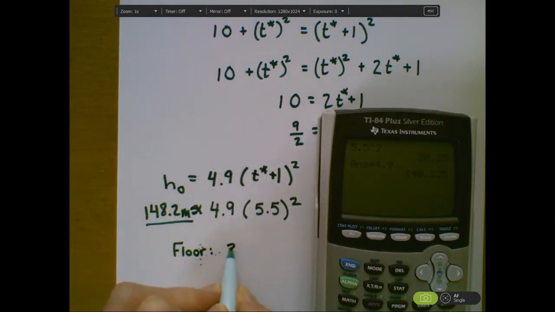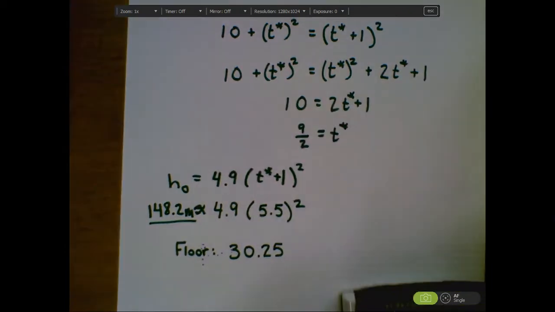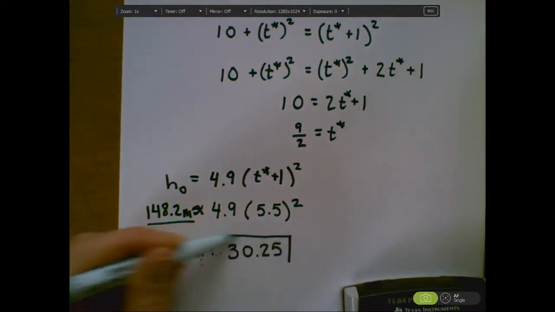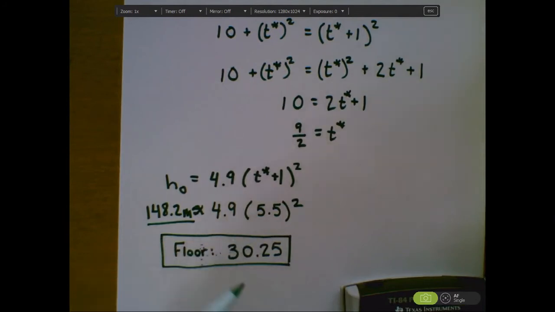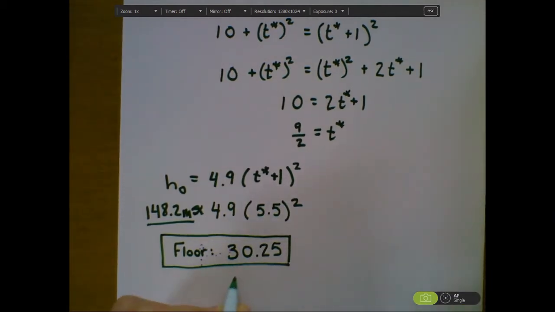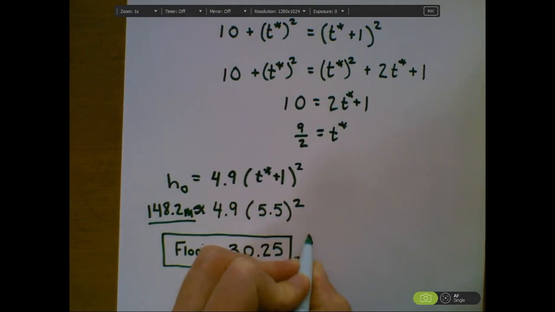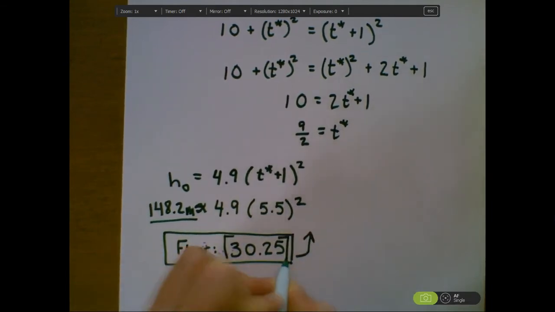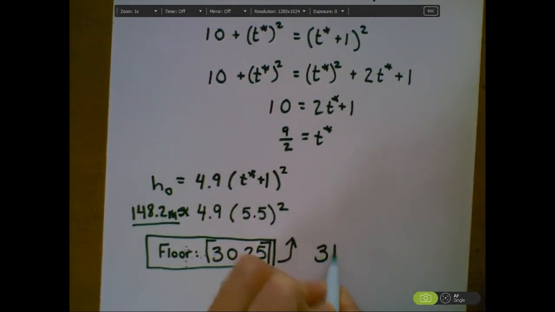And then I'll get back to my 30.25. So this is the number of floors up, and notice that in the problem, in small print, it says that they want you to round up to the next greatest floor. So that means that it wants you to round up to the floor, rounding up, this is my floor function, to 31.